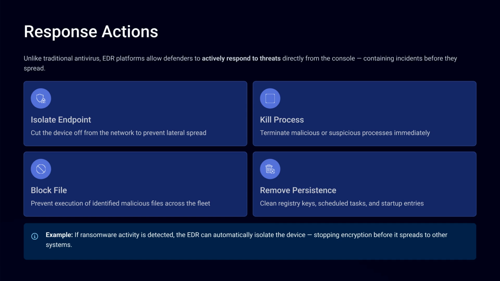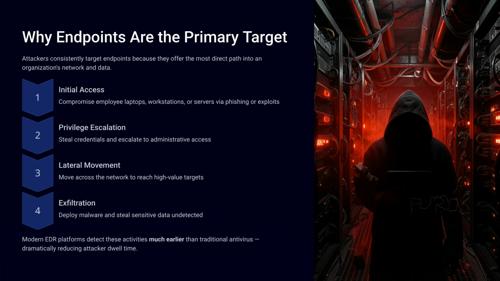These actions include isolating the endpoint, terminating malicious processes, blocking files across the fleet, and removing persistence mechanisms like suspicious registry keys. Endpoints are primary targets because they offer the most direct path into a network.